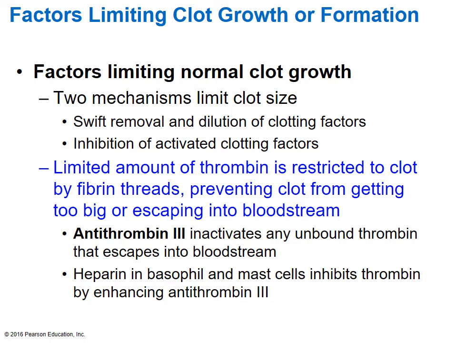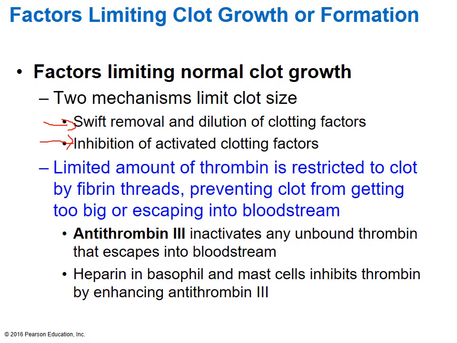So there are many different ways that we can limit clot growth, regulate normal clot growth, or prevent abnormal clot growth. One of them is that with blood flowing at its normal speed, usually you have a swift removal and dilution of the different clotting factors that are involved in the cascading reaction of the intrinsic and the extrinsic pathway. We also see that the activated clotting factors, once they have performed their role, will be inhibited, meaning that they can't activate or recruit any more platelets.